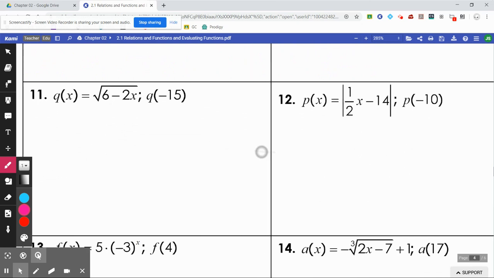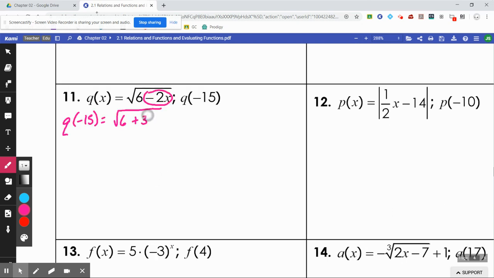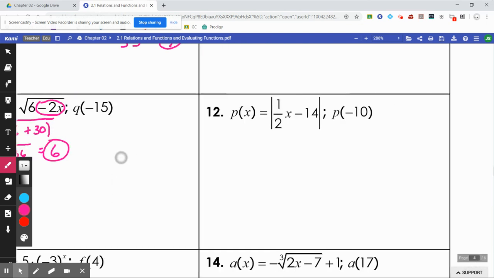Okay, number 11 says to find q of -15. So q of -15 would equal the square root of 6. Now we got to do -2 times -15. I'm going to go ahead and do that. As I write it down, that would be a positive 30. So therefore, q of -15 would be the square root of the parentheses, and under that radical symbol implied, that's the square root of 36, which is simply 6.